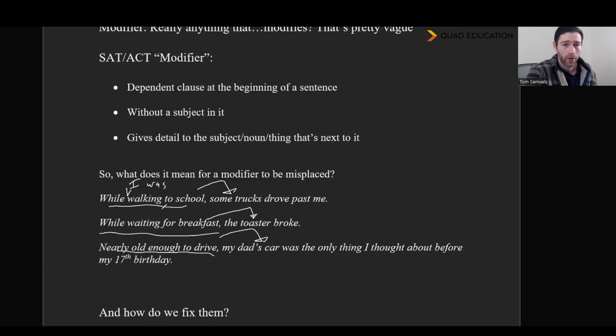But more frequently, what you'll have to do for modifier questions is rearrange the independent clause to something more like, instead of "some trucks drove past me," it would be something like "I was passed by some trucks." And so that correct subject is what's next to the dependent clause.